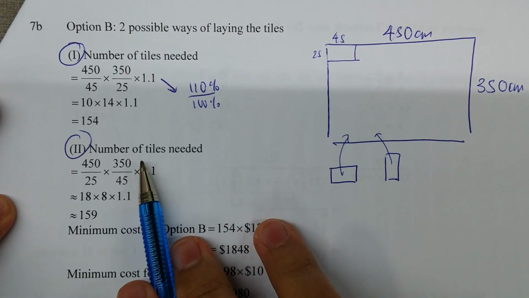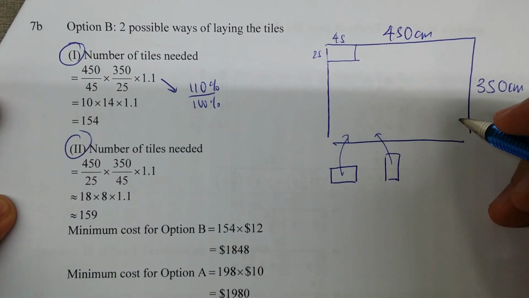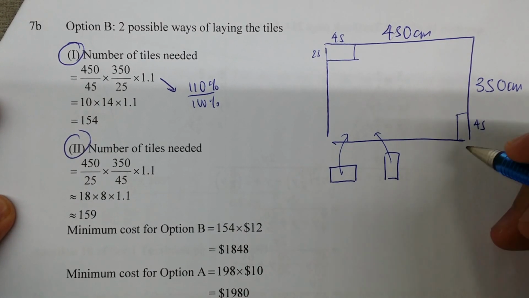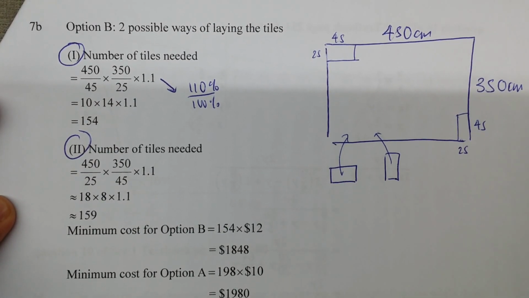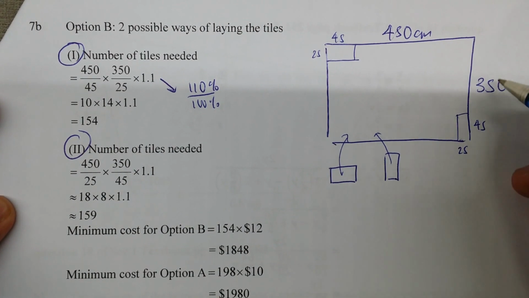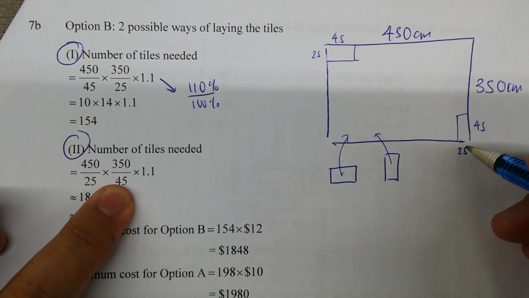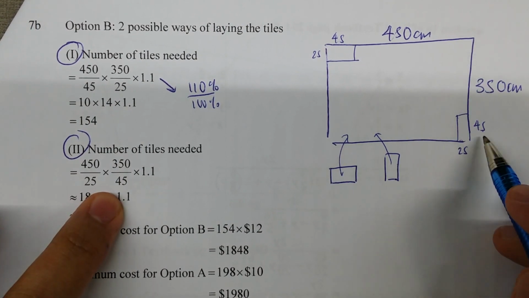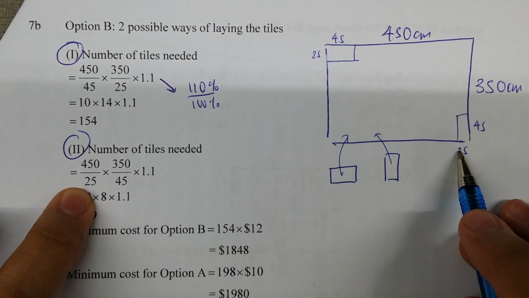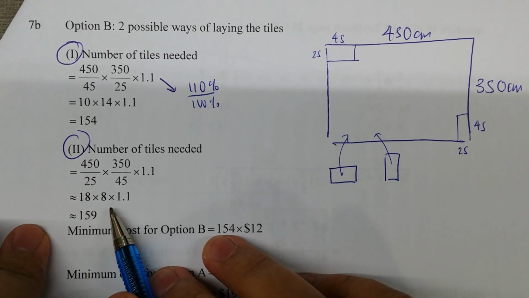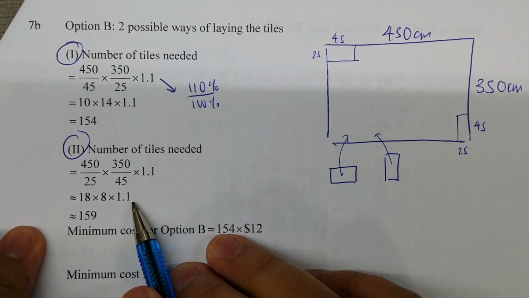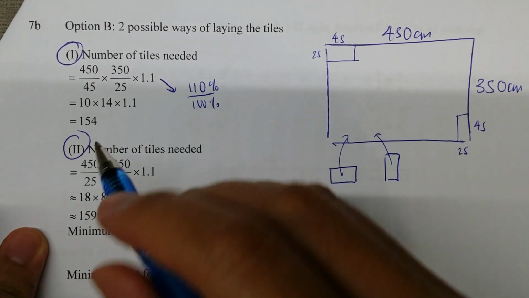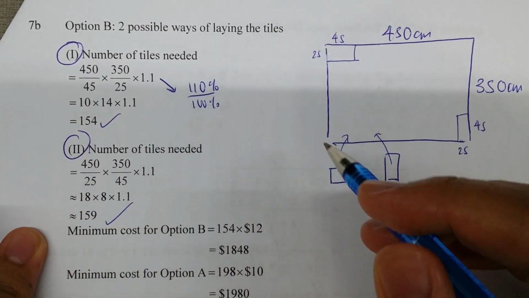The second way of laying the tile is this way. If I lay my tile this way, that means 45 is here, 25 is here, so 350 divided by 45, and 450 divided by 25. I get 18 and 8. Multiply by 1.1 to get 10% more. I get 159. So both ways I get 154 or 159.